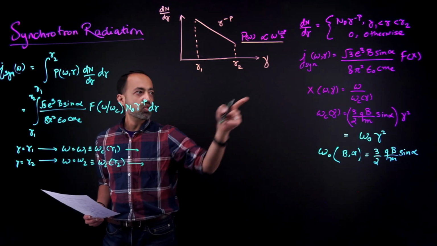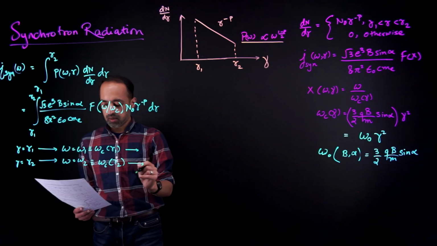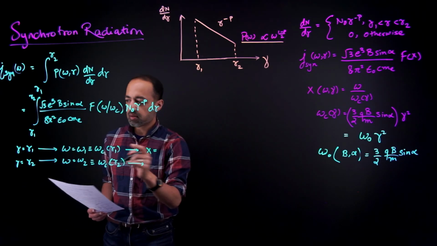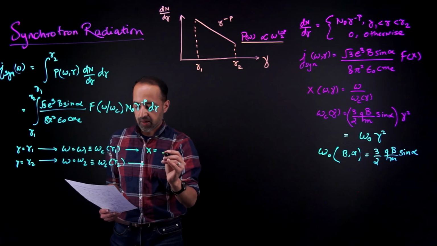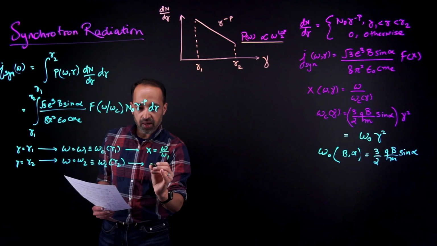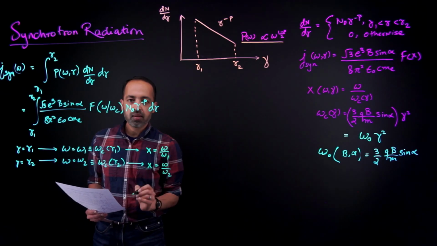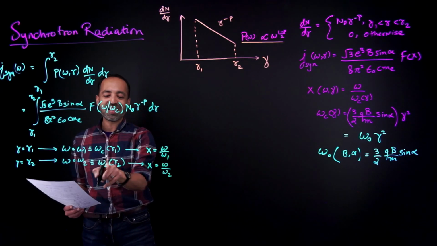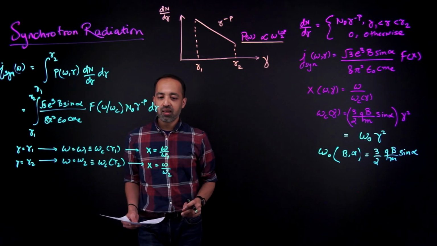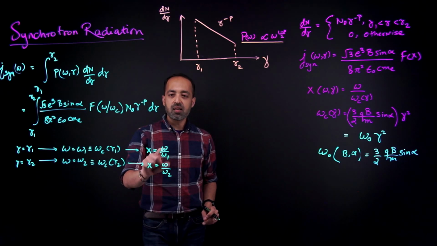So remember, x is omega over omega c, so it's omega over omega 1. So our x in this case, for gamma equals gamma 1, is omega over omega 1. And in this case, x is omega over omega 2, where omega 2 is omega c of gamma 2. Okay, so now think about which of these x's is larger.